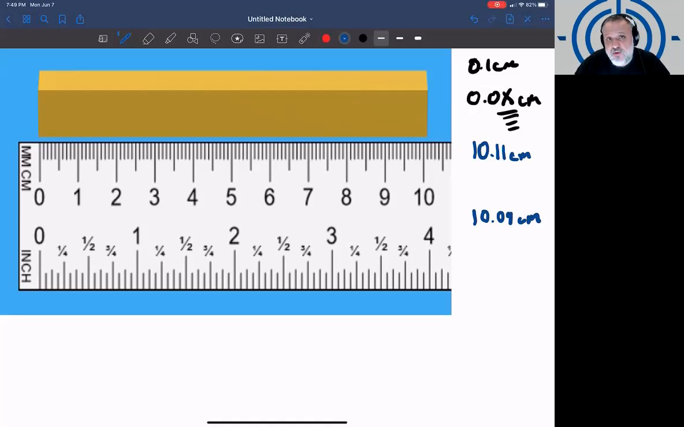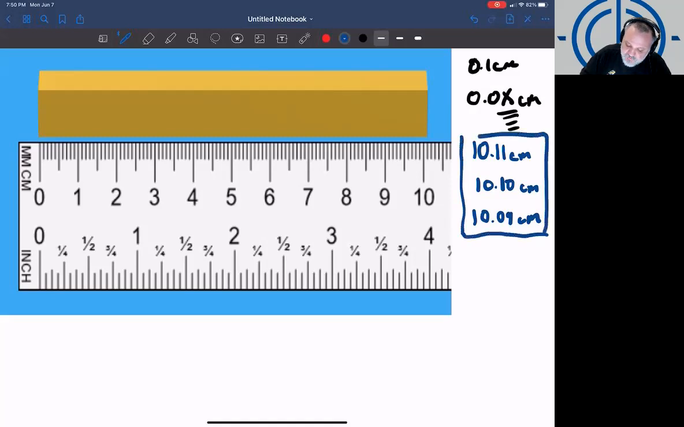Now, if you are someone who said it's right on the money, it's right on that mark, that's 10.1, but remember your reading has to have the correct precision, and the correct precision is 1 unit past the smallest graduation. So you would state your reading, you would report it as 10.10 centimeters. And at the end of the day, all 3 of these readings are just fine for this particular problem.